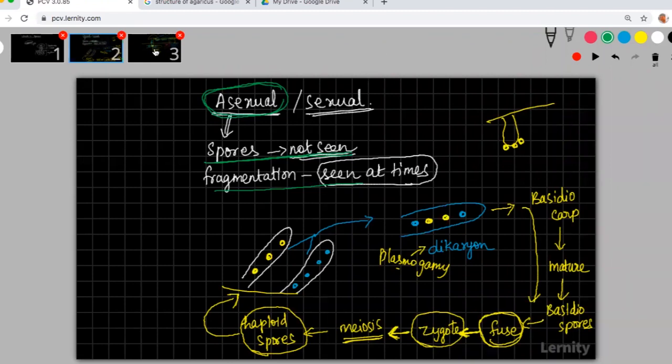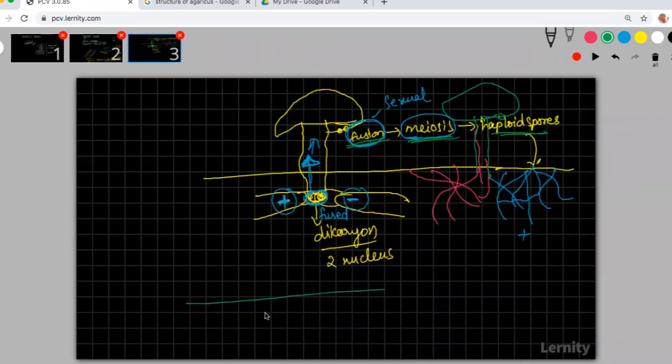Okay. So for example, let us say that this particular spore has come and fallen and it is trying to reproduce. This can go for fragmentation, and sometimes this fragment can detach and it can grow into a new structure. So fragmentation is reported in some species. That is the asexual mode which is seen here. But 99% it is only through sexual reproduction. Very rarely is asexual reproduction seen.